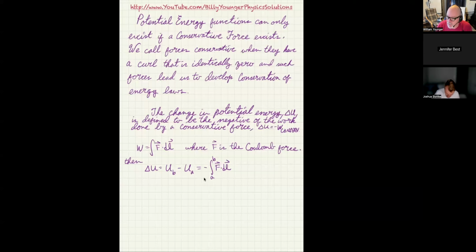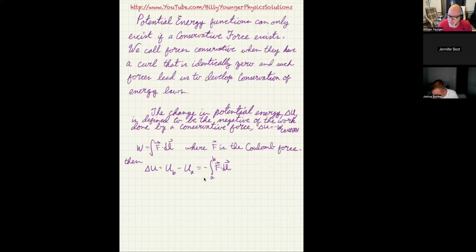We did it again with Newton's law of gravity, F equals G m1 m2 over r squared. And in that case, we ended up getting negative G m1 m2 over r. So this is what we do. We say work is equal to the integral of F dot dl, but we've got to remind ourselves that we're only doing this specifically with a conservative force.